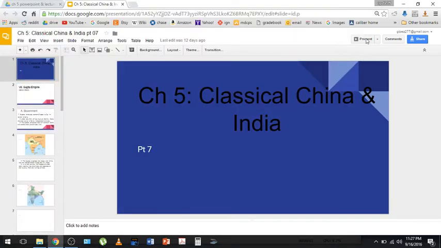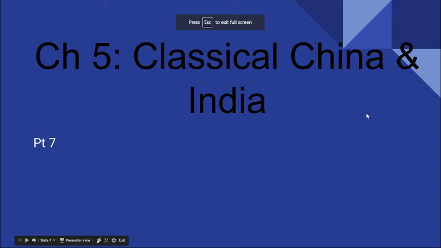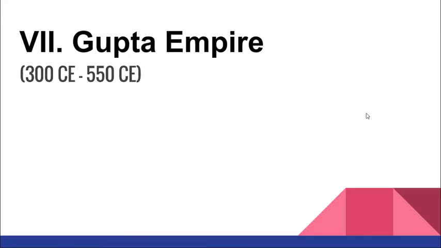All right, let's continue with our presentation video lecture of chapter 5, focusing on classical India. Now we're in part 7. So we talked about the Mauryan dynasty, or the Mauryan Empire of India. And after its collapse, India kind of returns back to its normal state, which was decentralized. Lots of different kingdoms, lots of different rulers, not necessarily united.